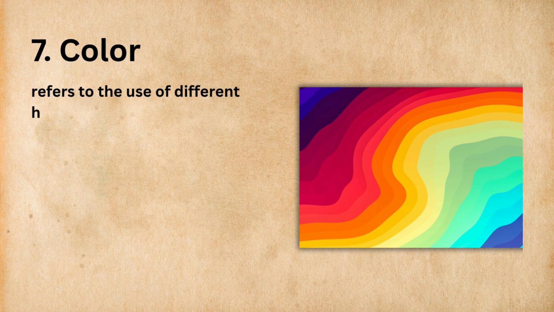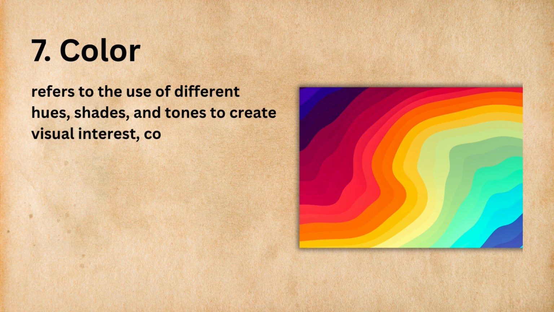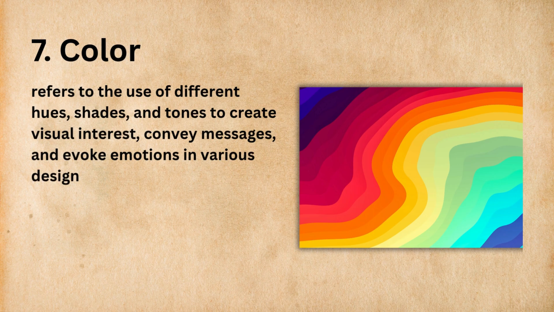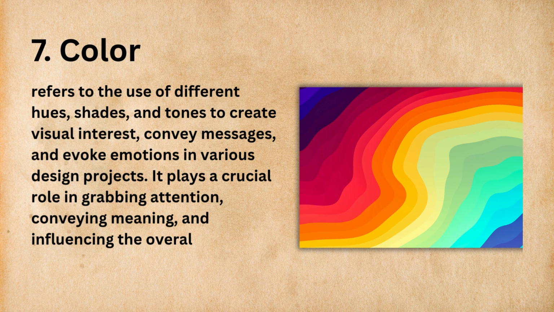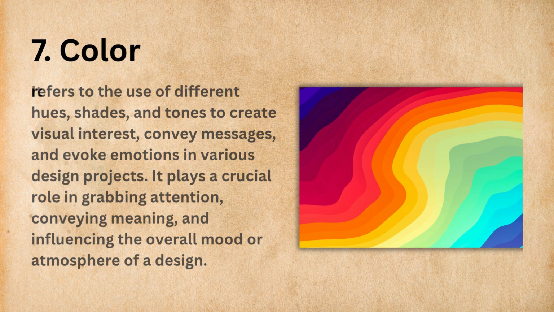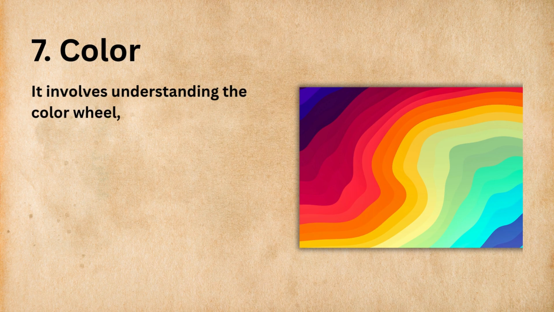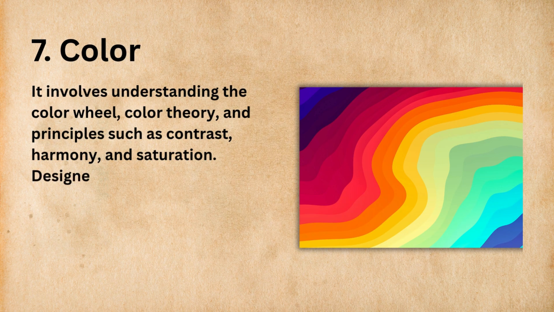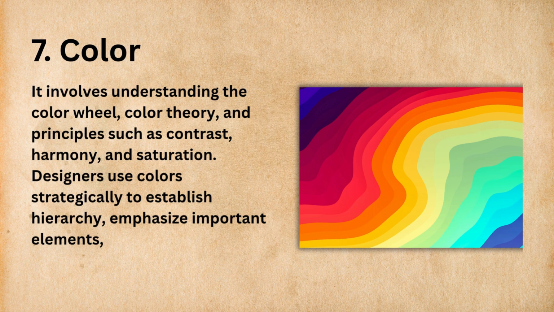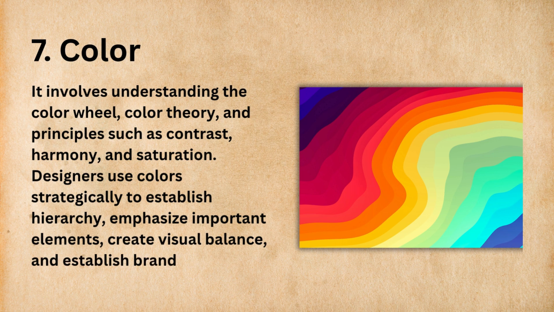It refers to the use of different hues, shades, and tones to create visual interest, convey messages, and evoke emotions in various design projects. It plays a crucial role in grabbing attention, conveying meaning, and influencing the overall mood or atmosphere of a design. It involves understanding the color wheel, color theory, and principles such as contrast, harmony, and saturation. Designers use colors strategically to establish hierarchy, emphasize important elements, create visual balance, and establish brand identity.